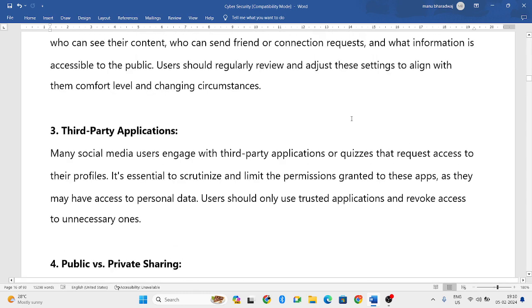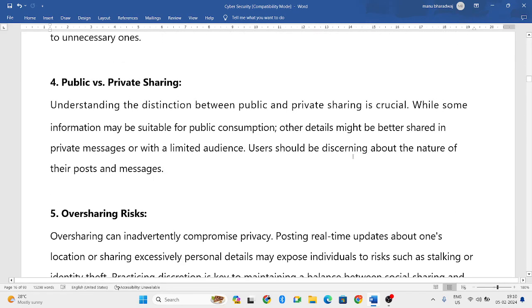Next is public versus private sharing. You should know what has to be shared in public and what has to be kept private. Only those posts, photos, videos or information which are suitable for the public should be shared in public, and for certain things you have to limit access to only some people. So you should know about public versus private sharing.